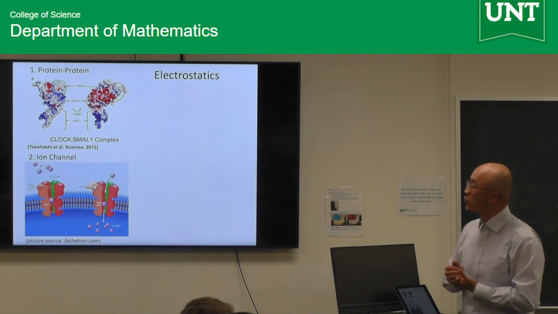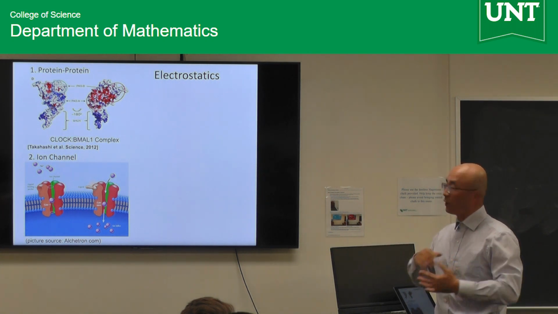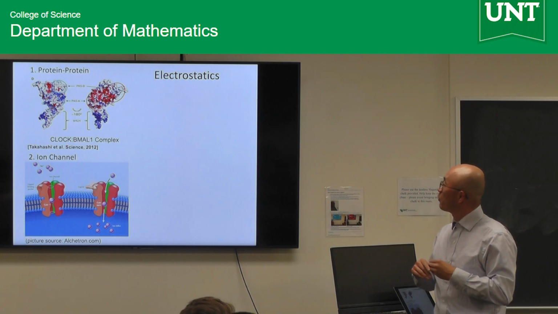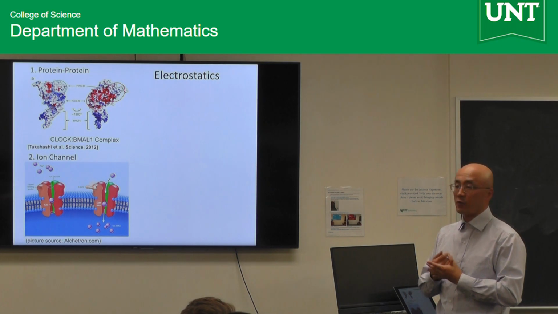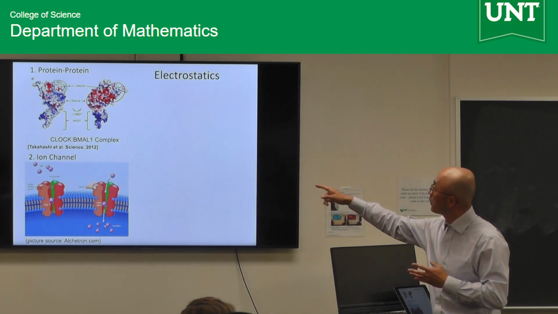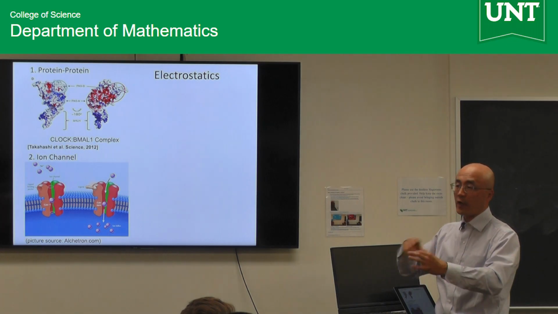Also, when you look at ion channels, we have a lot of channels in our bodies, and a lot of diseases are related to ion channels. Whether or not an ion can pass through the channel is related to the electrostatics, because the ions themselves, like calcium ion and potassium ion, are tiny and carry charges.